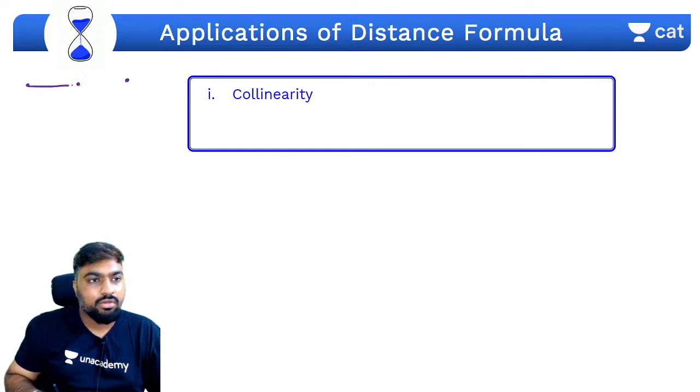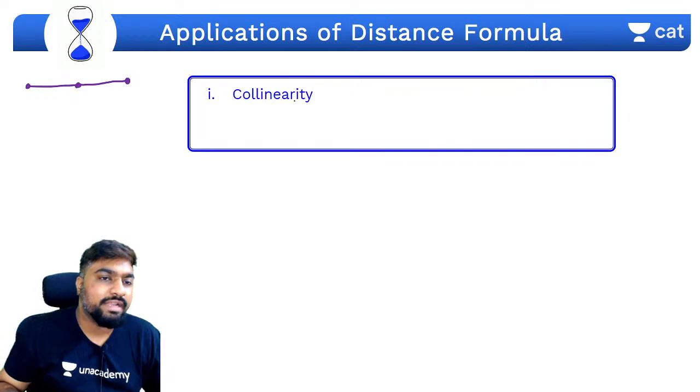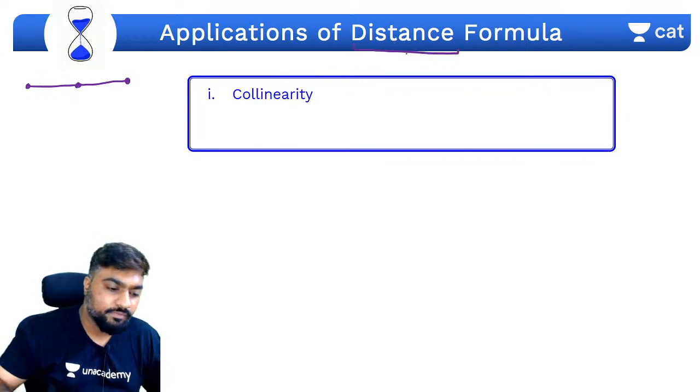Yes, this is called collinear. If they lie on the same straight line, they are called collinear. So if 3 points are collinear, you can prove that they are collinear, or show that they are collinear, using the distance formula.